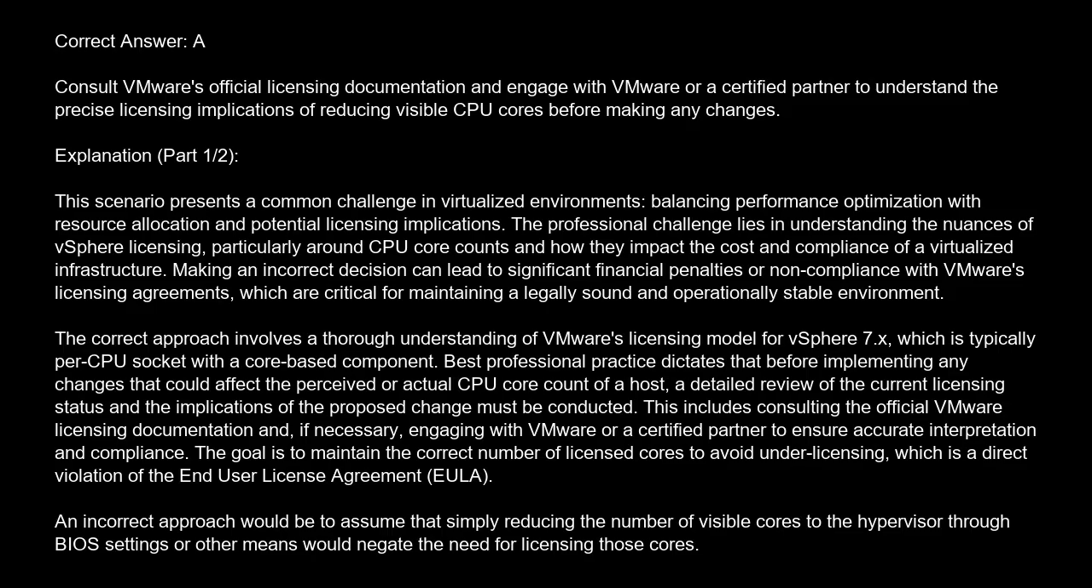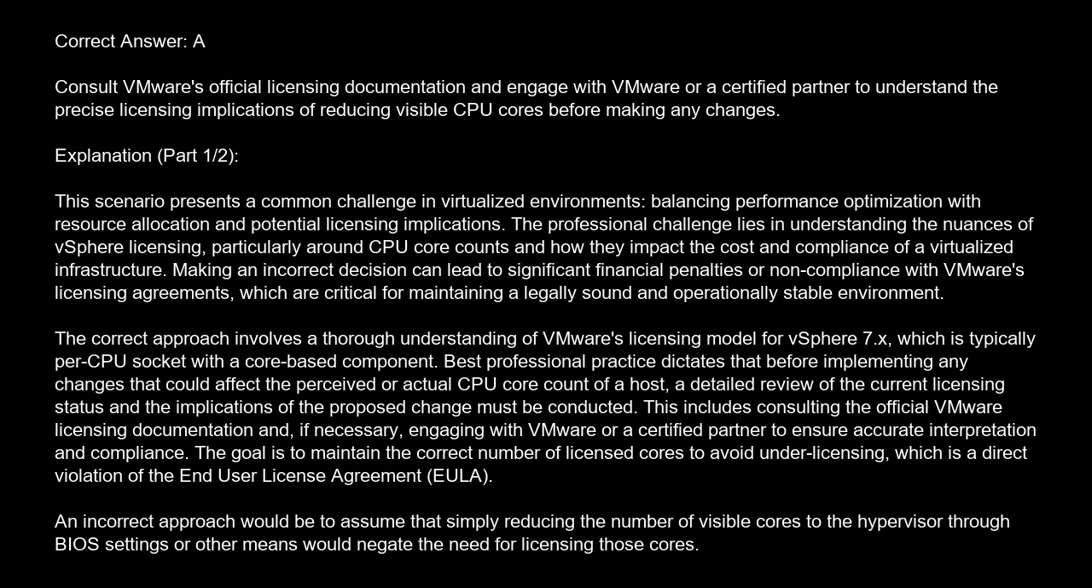The correct answer is A. Consult VMware's official licensing documentation and engage with VMware or a certified partner to understand the precise licensing implications of reducing visible CPU cores before making any changes. Explanation. This scenario presents a common challenge in virtualized environments, balancing performance optimization with resource allocation and potential licensing implications.